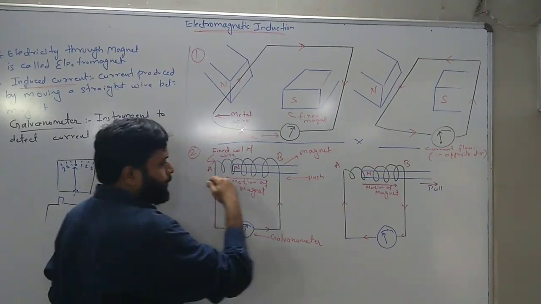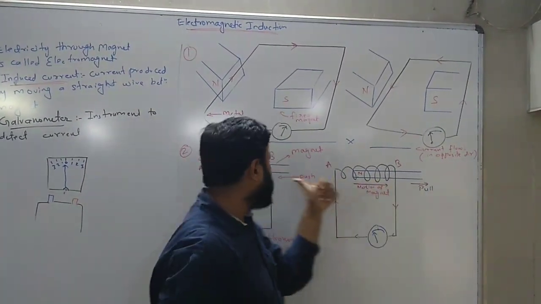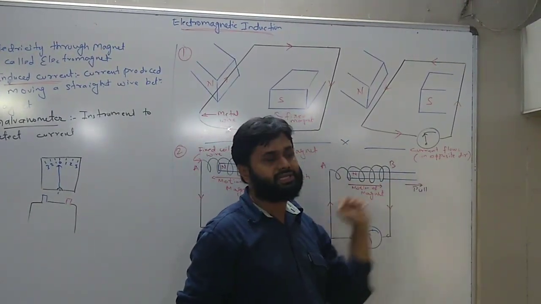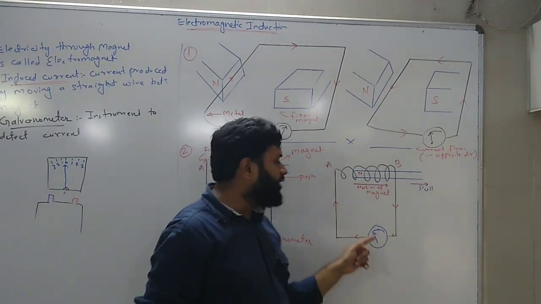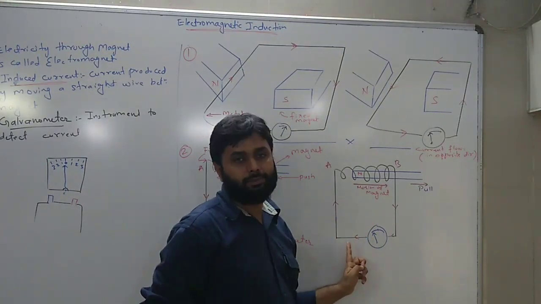And after that we are pulling the magnet outside. Here we are pushing in this direction, and here we are pulling in the opposite direction. What happened? The galvanometer again detects the current, but in the opposite direction.